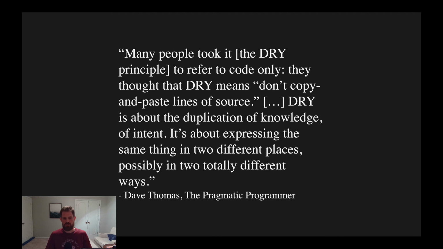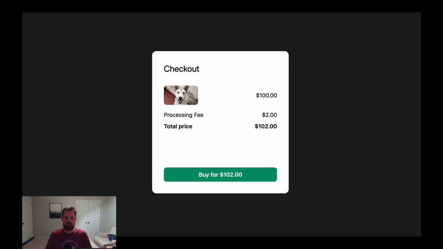So we've seen a way in which using the DRY principle was not the right choice. Now let's look at a way where it does make sense. Let's imagine that in our app we have a checkout page when you're purchasing your thing. We have the price of the thing, and then we also, as a platform, take a processing fee. So the dog may cost $100, but the platform is going to add a $2 fee, and your total will be $102 for the user.